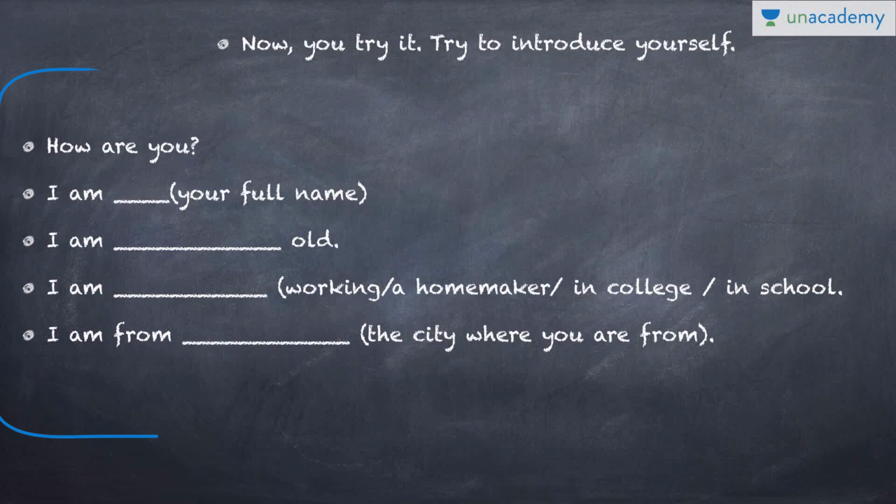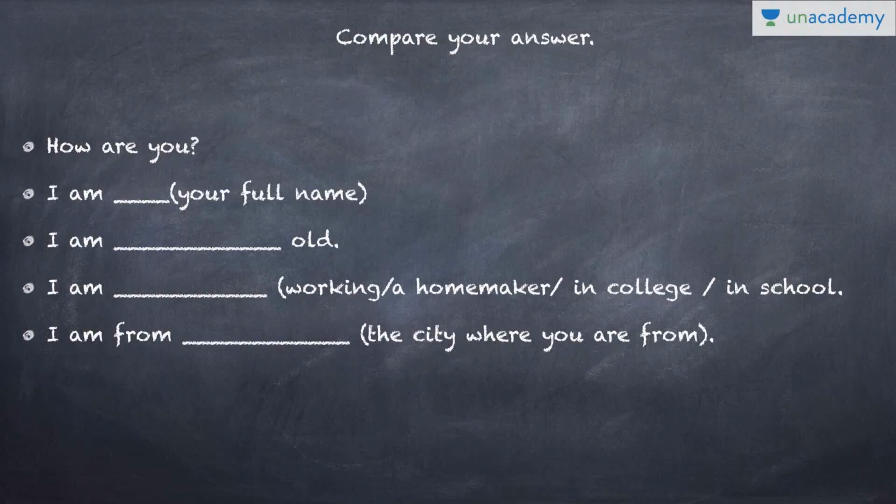All right? Once you're done, you can compare your answers. So for example, if I were to talk about a girl, maybe Rohini, let's listen to Rohini's introduction, and you can compare your answers with Rohini's. Sorry, how are you? I am Rohini Singh. I am 22 years old. I am in college. I am from Dehradun.